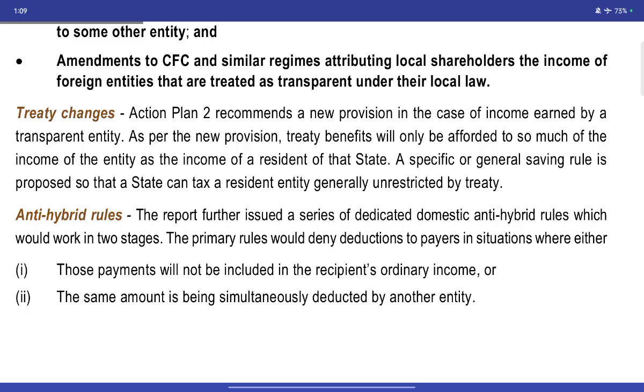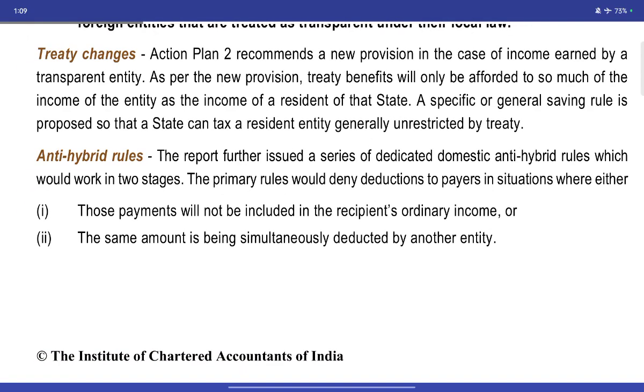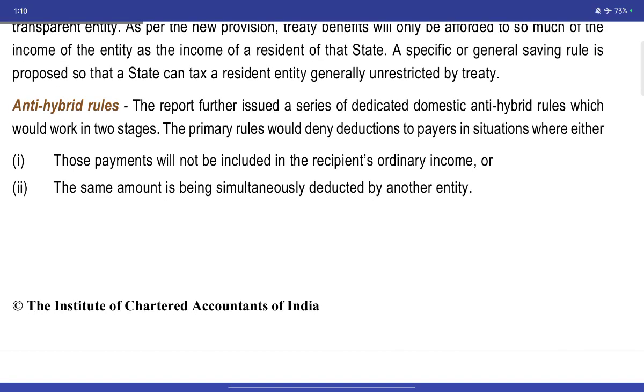A specific or general saving rule preserves the state's right to tax its resident entities, generally unrestricted by the treaty. Anti-hybrid rules: the report further issues a series of recommendations on domestic anti-hybrid rules, which would have two stages. The primary rule should deny deductions where either the payments will not be included in the recipient's ordinary income, or the same would be simultaneously deducted by the other entity.